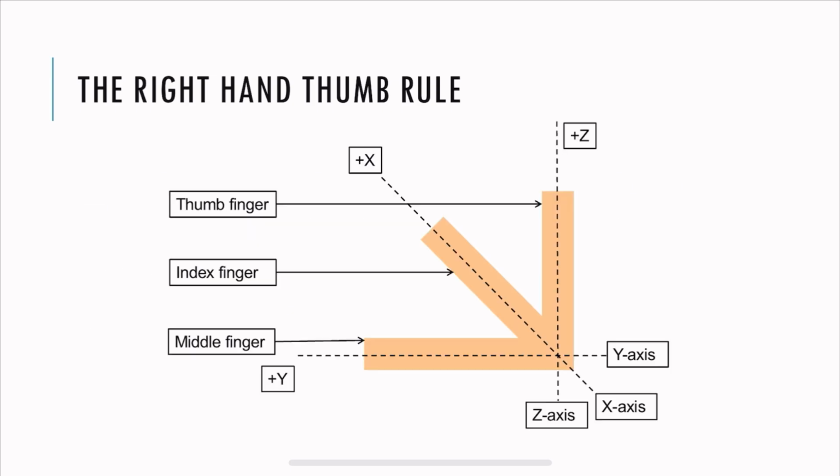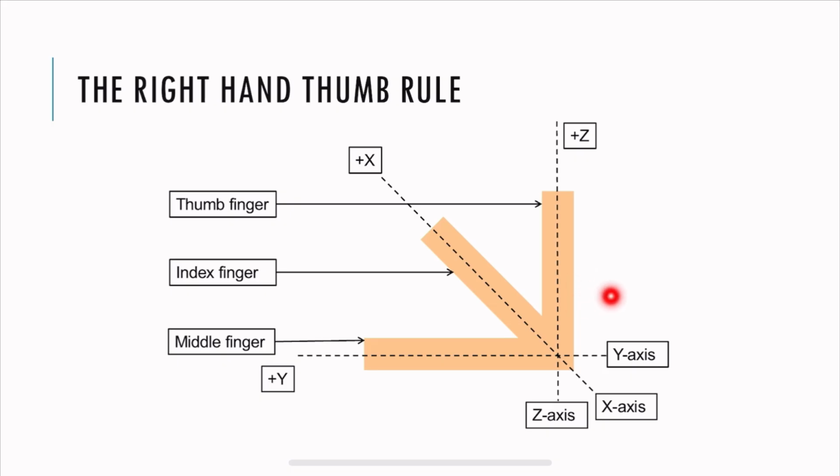So let's look at it as a schematic. Let's say these are the three fingers of your right hand. This is the thumb, this is the index finger, and this is the middle finger. By the right hand thumb rule convention, the thumb is representing the z-axis, the index finger the x-axis, and the middle finger the y-axis. And the direction in which the finger is pointing represents the positive side of the axis.